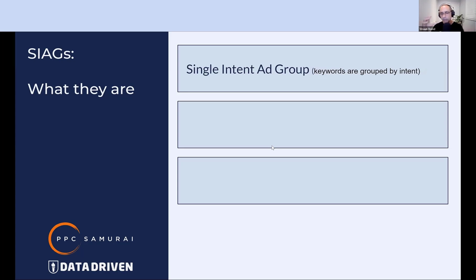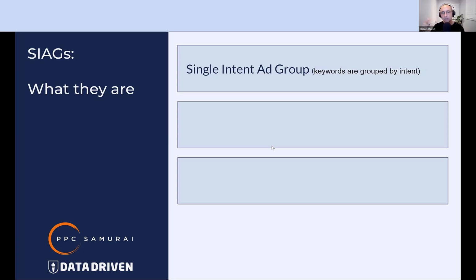Probably not the best example, but it gives you the idea that they can be related and they can actually be the same intent, because the intent of both searches is to find a plumber that's well priced. So the words they're using are almost immaterial as long as they're down the same path. So that's where a single intent ad group would combine both of those keyword sets into one ad group.